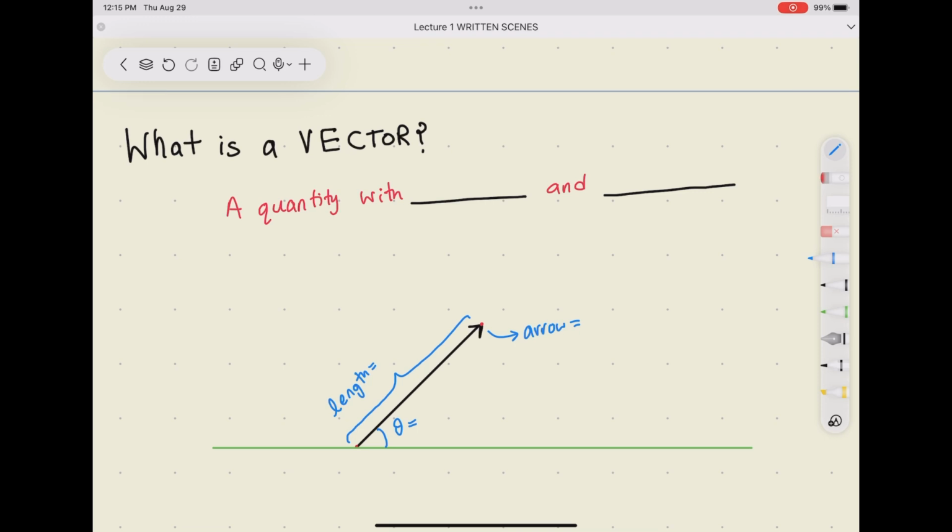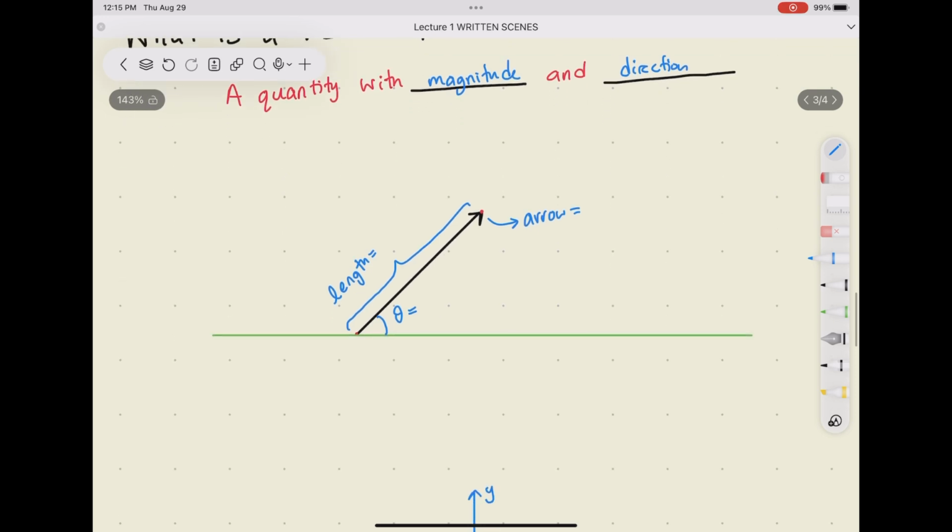So what is a vector? A vector is a quantity with both magnitude and direction. We often represent vectors as line segments running from some initial point P to some terminal point Q.